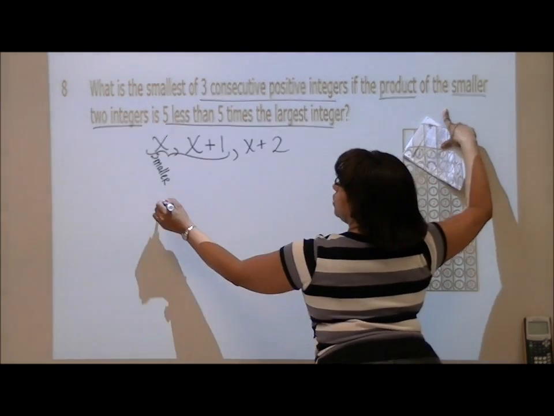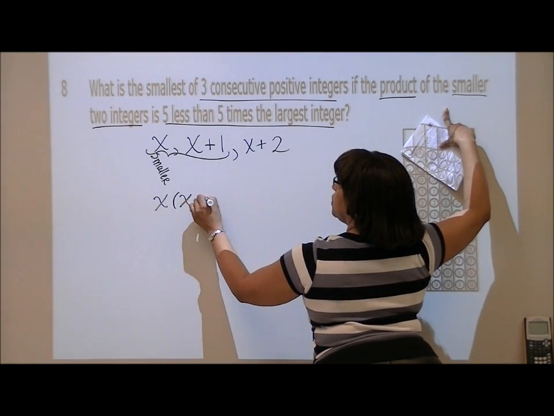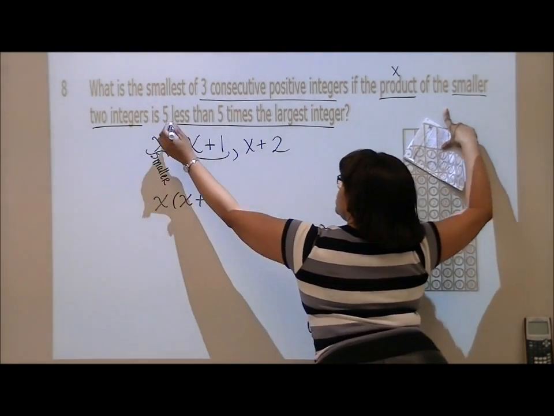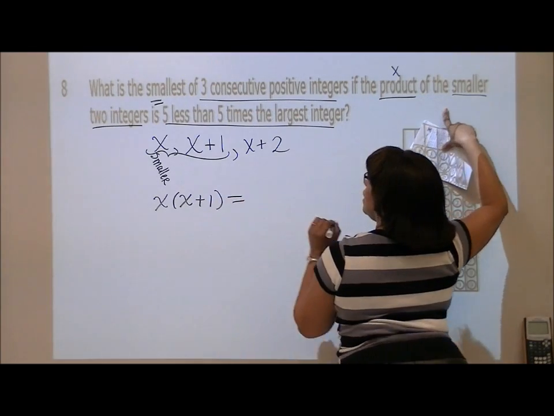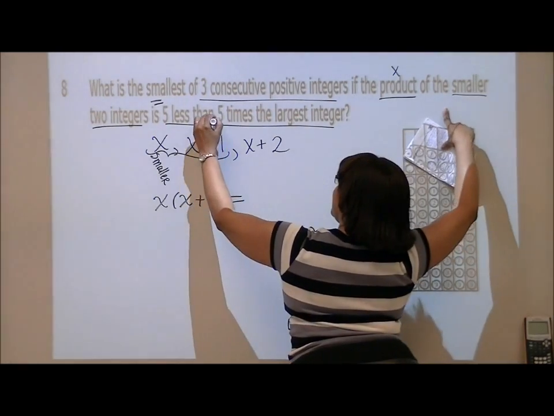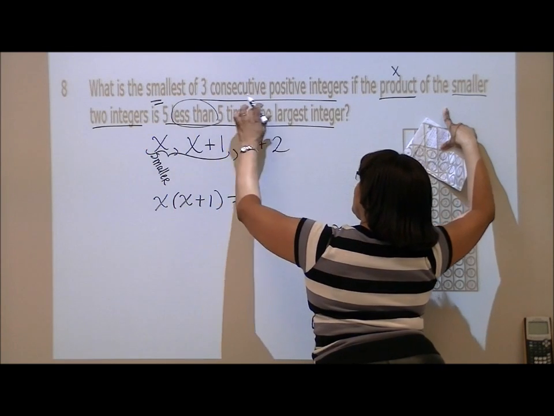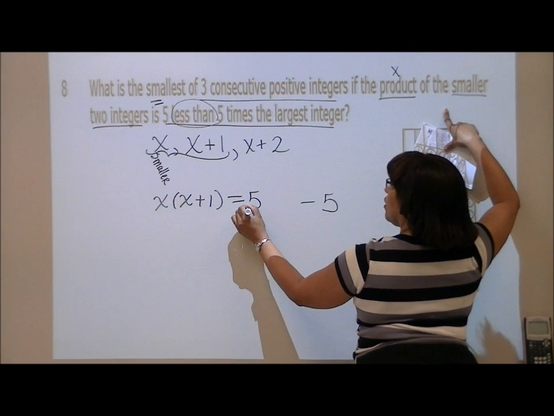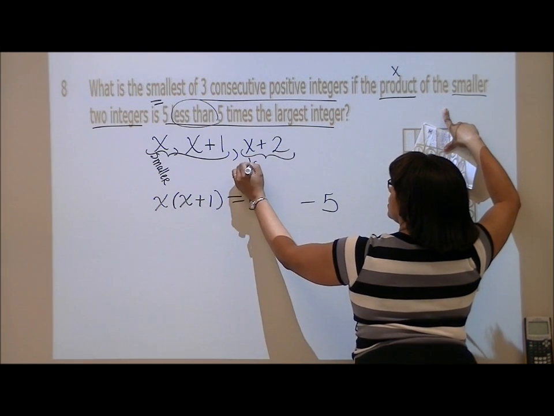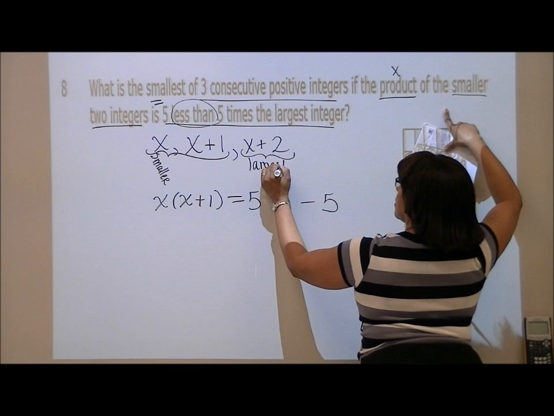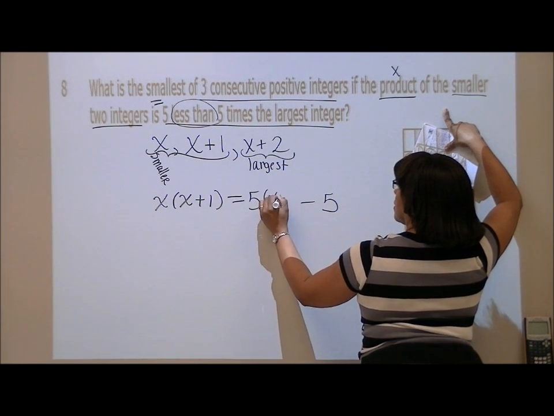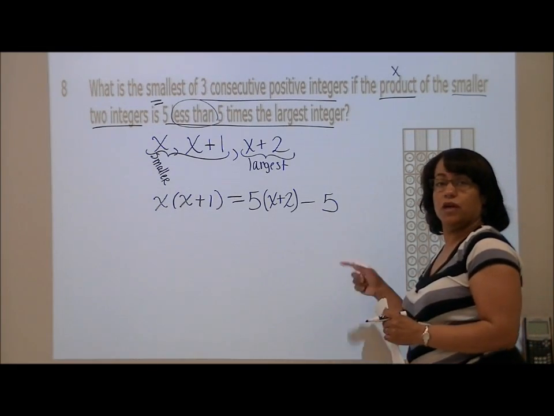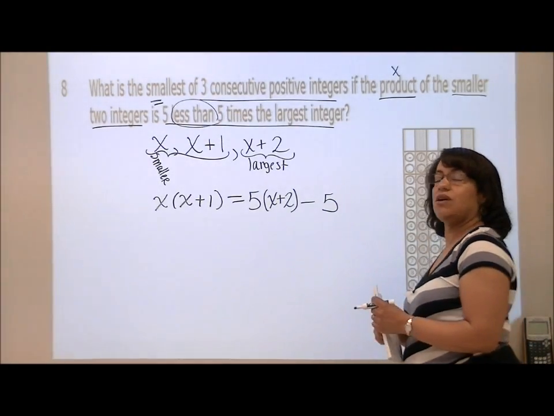So the product of the smaller 2 means x times x plus 1, because we know product means to multiply, is means equals 5 less than, well, because we have less than, whatever we see first goes last, so it's 5 less than 5 times the largest integer, and this is your largest. So now you have your setup. So after you set your problem up, it's just a matter of multiplication and solving.